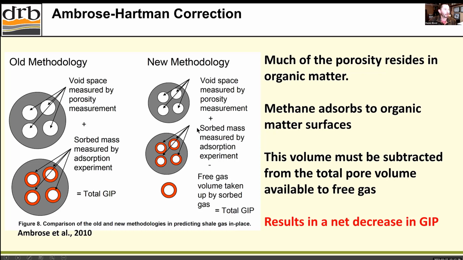And so what the Ambrose-Hartman correction does is it quantifies the volume taken up by the adsorbed gas and removes that from the free gas calculation. Now, what this does is not help us at all with this issue with the Marcellus, because it actually results in a net decrease in the gas in place. But at the end of the day, it is more accurate for what we're trying to come up with in the gas in place model. So we need to consider it there.